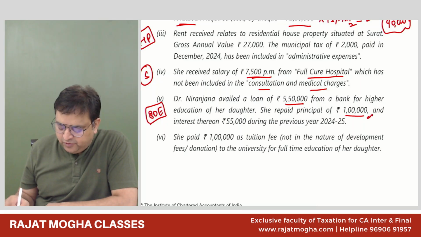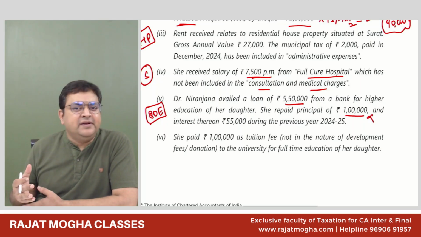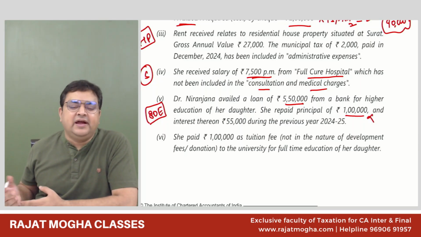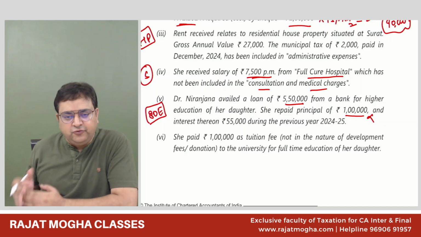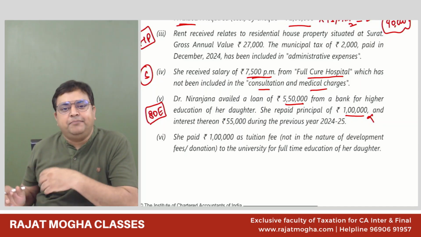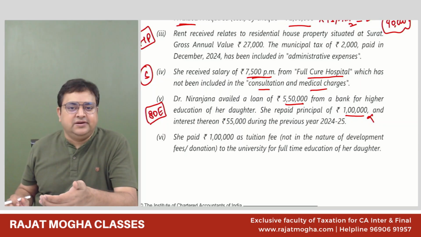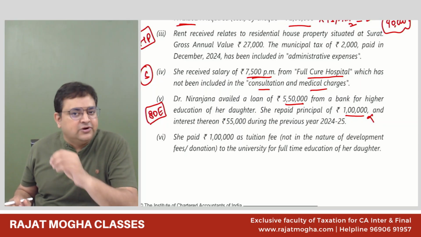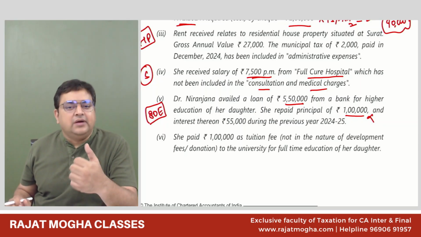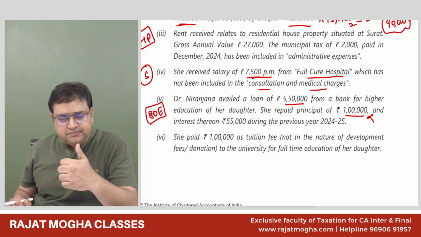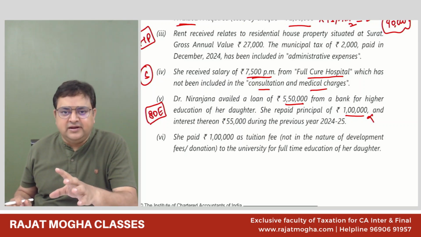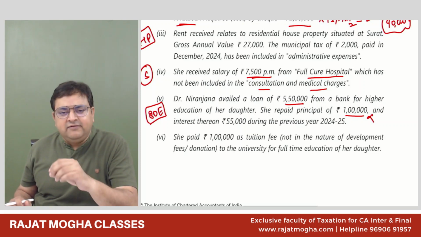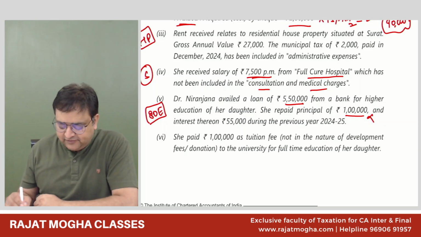For principal, we don't give any deduction. For principal repayment, it is only for the housing loan we can take 80C. That is for the house, that too for purchase or construction. That's it. Even for repair, if we have paid any principal repayment, that is not allowed. For reconstruction, not allowed. Only and only for acquisition, that is purchase or construction, it is allowed for housing loan. Otherwise, principal repayment of any loan is not allowed. So you will not be allowing this 1 lakh rupees.